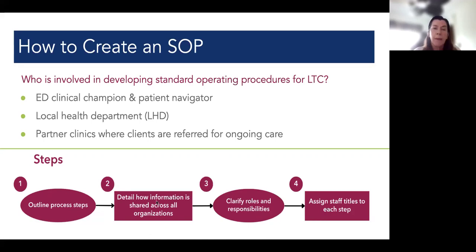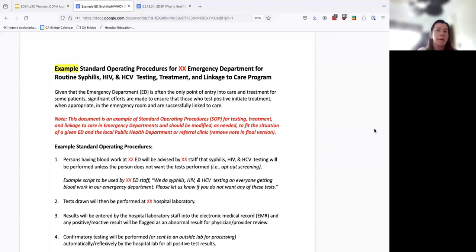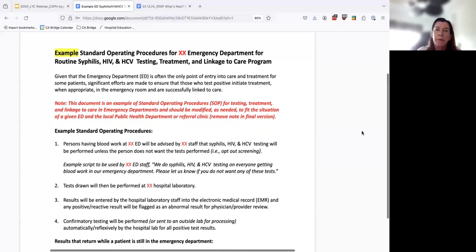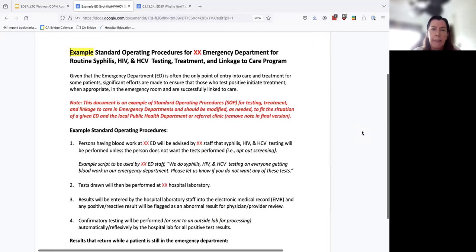Yeah, thanks, Ellen. And we're going to actually walk you through an SOP and the various steps that should be in it. This is going to be an example SOP that you can use. We do not expect that you're going to use it exactly, but it's sort of a starting place for you to begin to develop your own. And we'll give this to you in a Word document so you can just do track changes and change it however is appropriate for your particular ED.